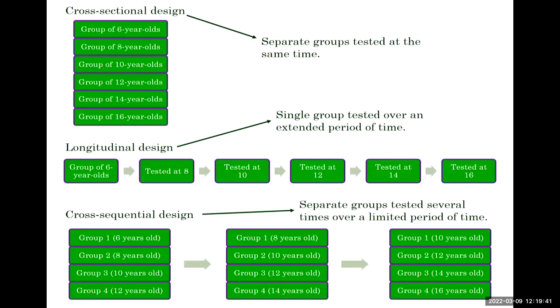So here you have an example all spelled out. Okay, so it's how you have cross-sectional design, longitudinal, and cross-sequential, and how it would work for different age groups, right? But you're still seeing everything from 6 to 16, but how you do it is different. Any questions here?